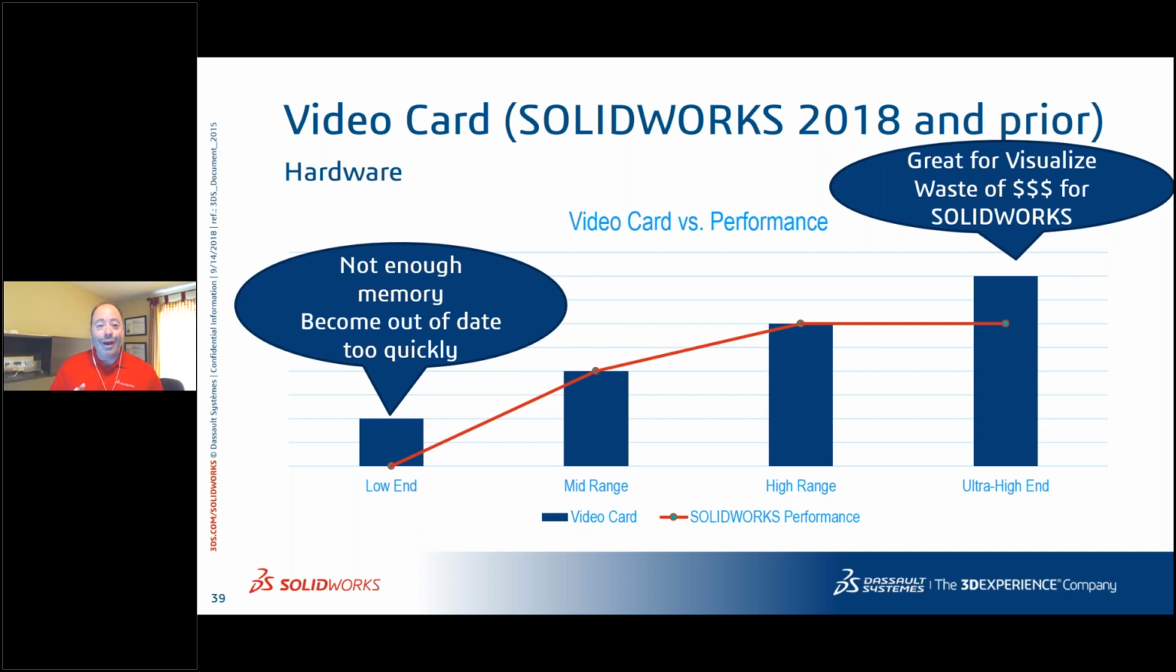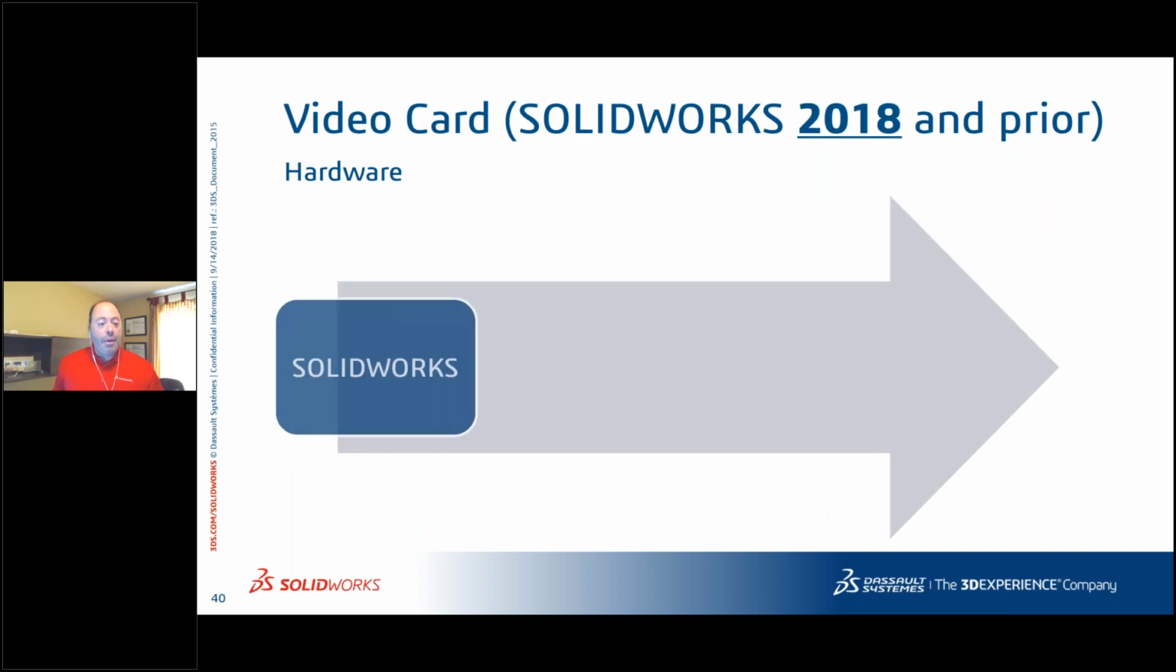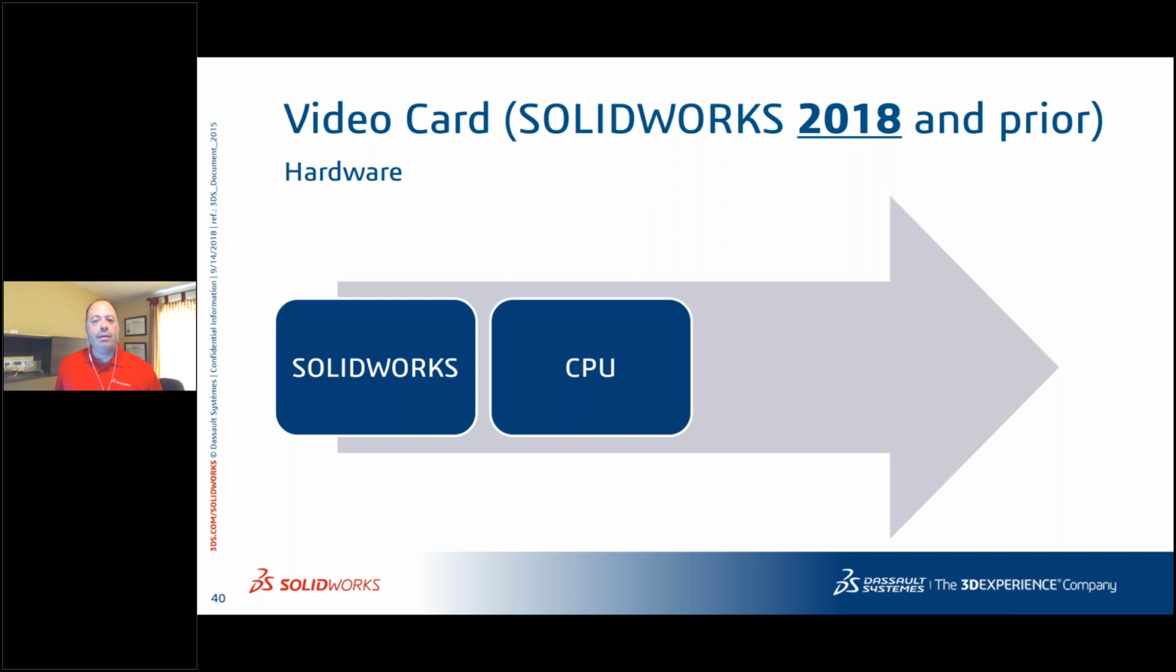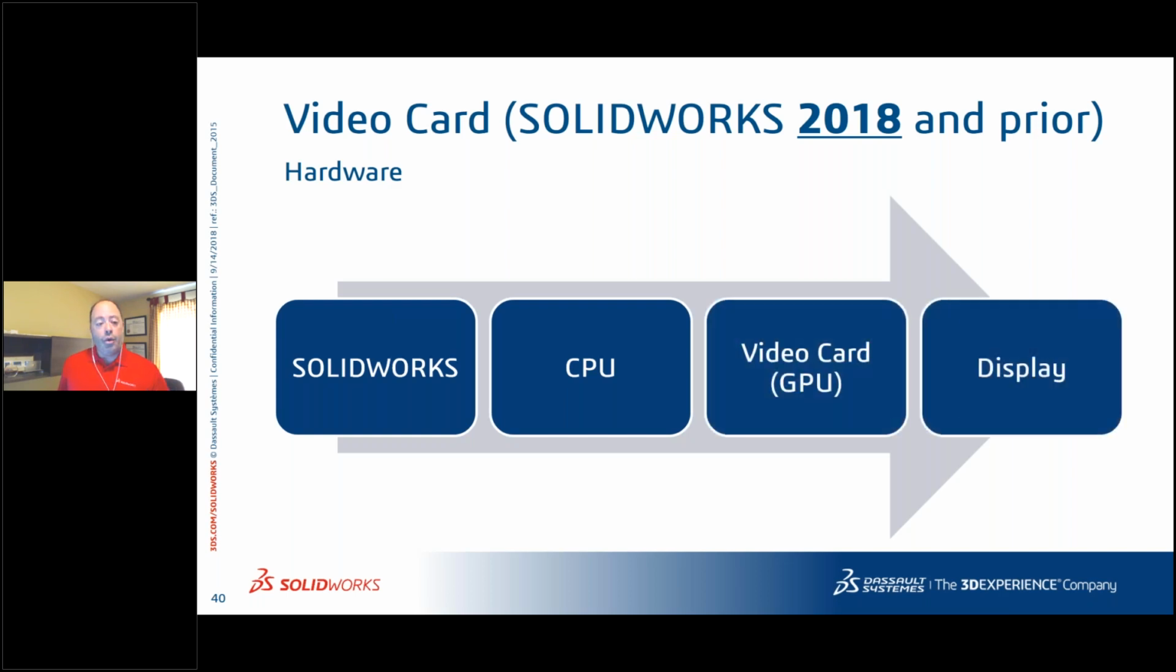And I'm going to talk a little bit about 2019, because there are a lot of developments in 2019. Up until SOLIDWORKS 2018 included, when SOLIDWORKS needed to do something graphically, it would send all of the information to the CPU, and the CPU was responsible for calculating the display and then sending the information to the GPU or video card to paint it. So it was a very serial process, and much of it was done by the CPU.